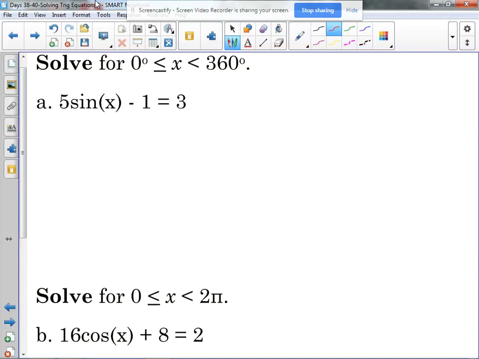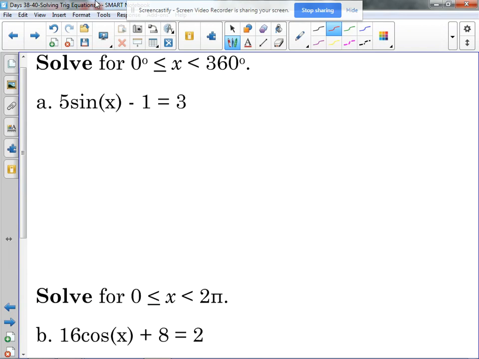So the first example tells us to solve for 0 degrees is less than or equal to x, which is less than 360 degrees. So most of the time when we've been doing our equations, we have always given our answer in radians. But because of the way that these instructions are given, this equation we are going to answer in degrees. So let's start the same way that we've been starting.